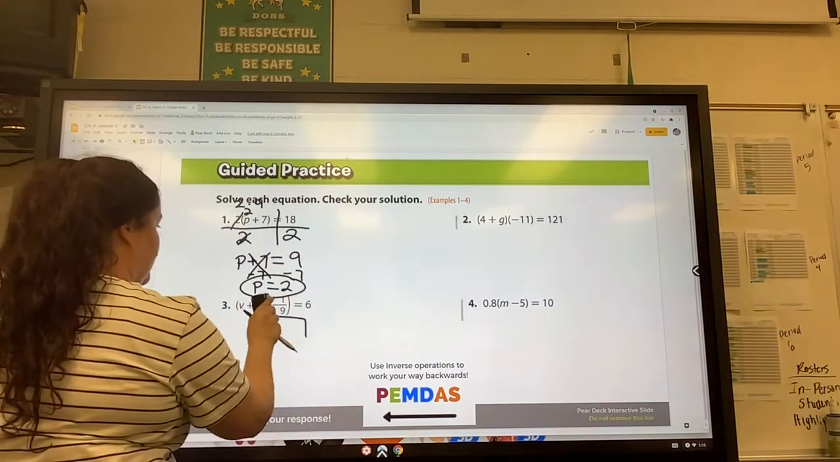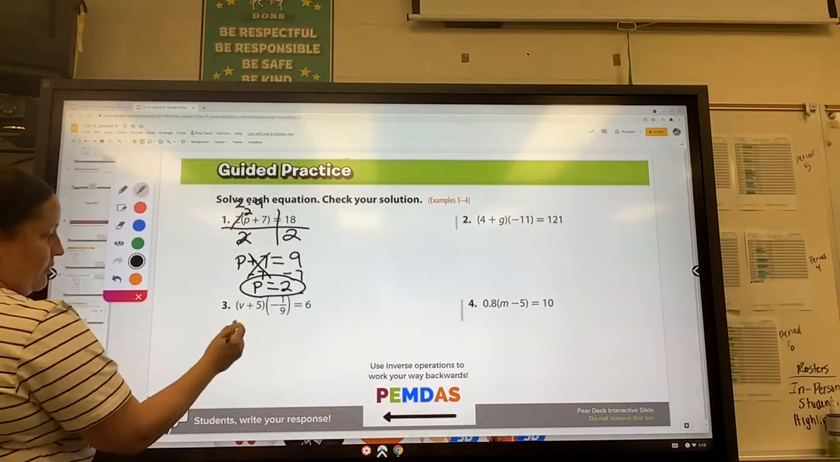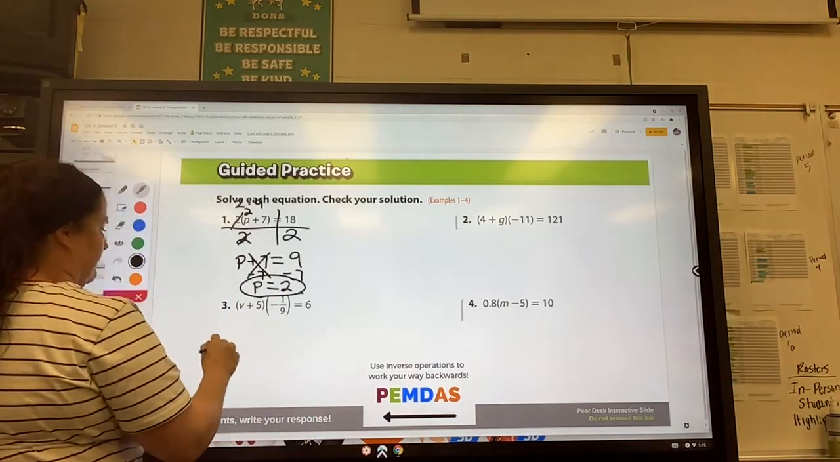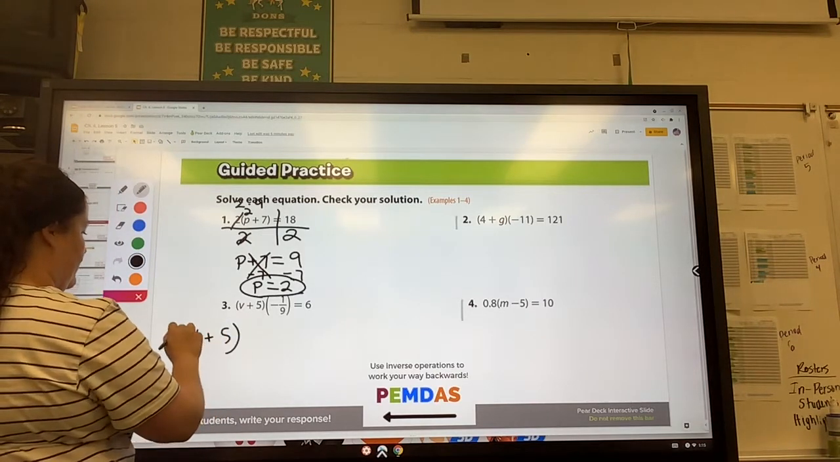Let's do the 1 right here. I can see if that was a 1 or a 7. So we're gonna do number 3. It's kind of hard to write it there, so I'm gonna rewrite it.